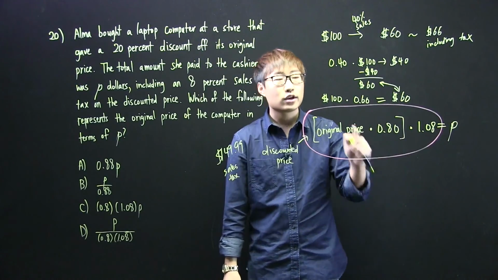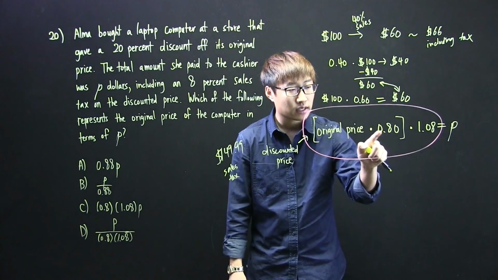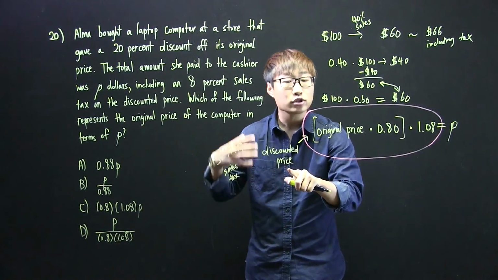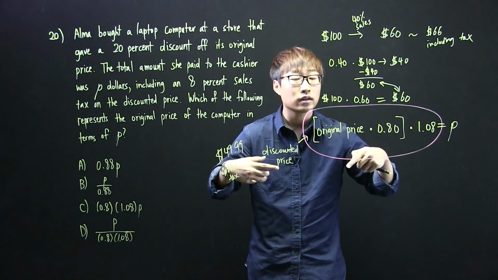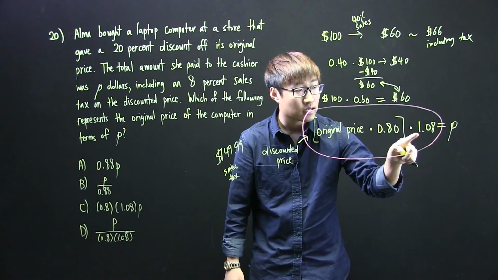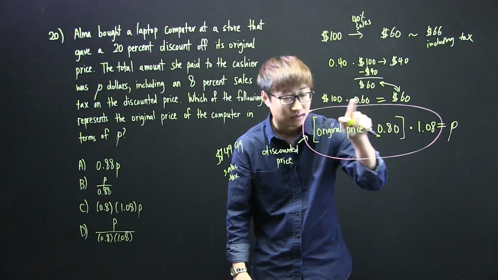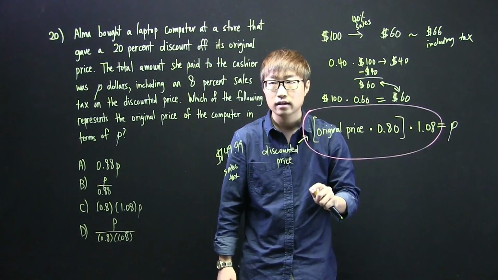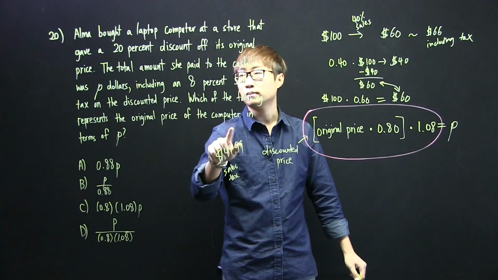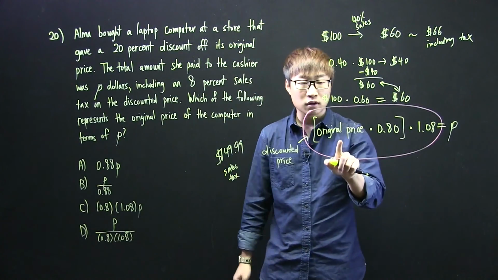So once again, she paid 80% of the original price, and that was the discounted price. But then she had to pay 8% extra for the sales tax, so she had to pay 108% of the discounted price, right? So now let's go back. Which of the following represents the original price of the computer in terms of P? So we just need to solve for this then.